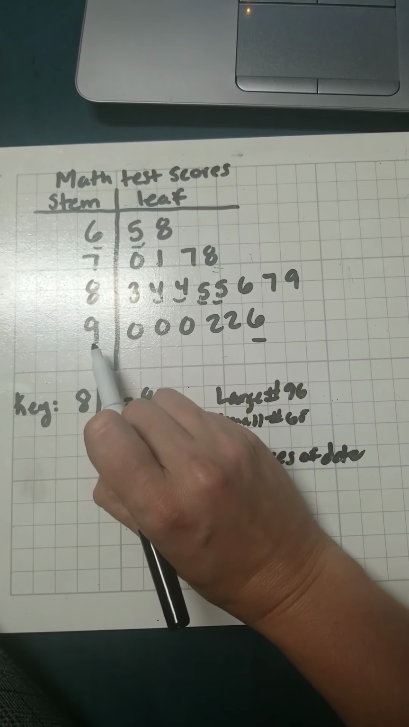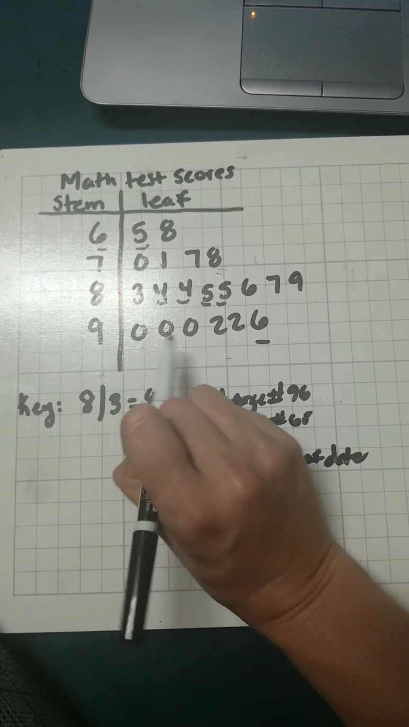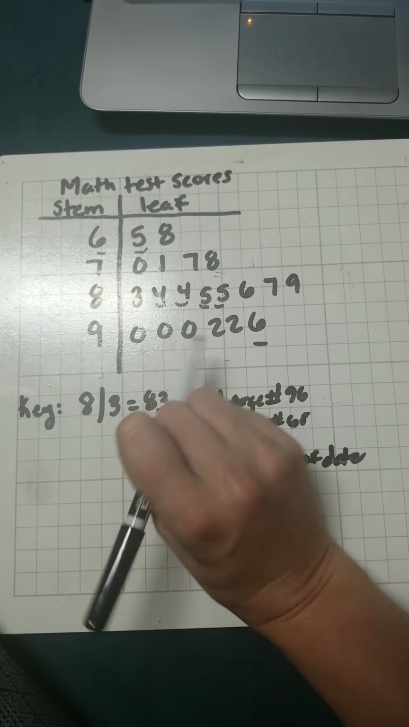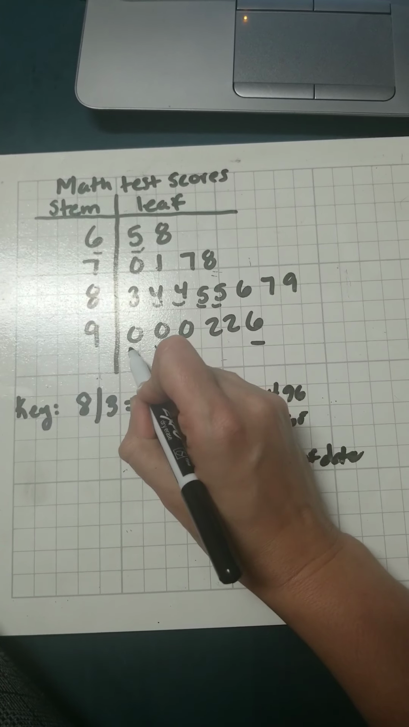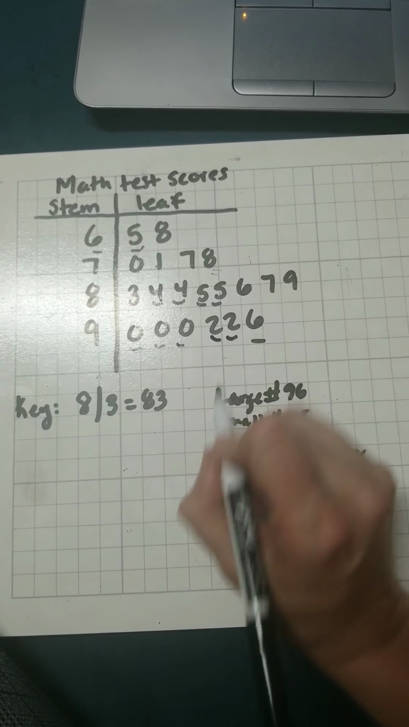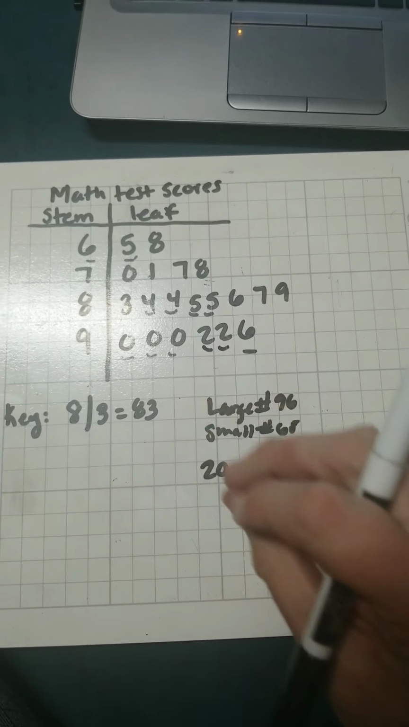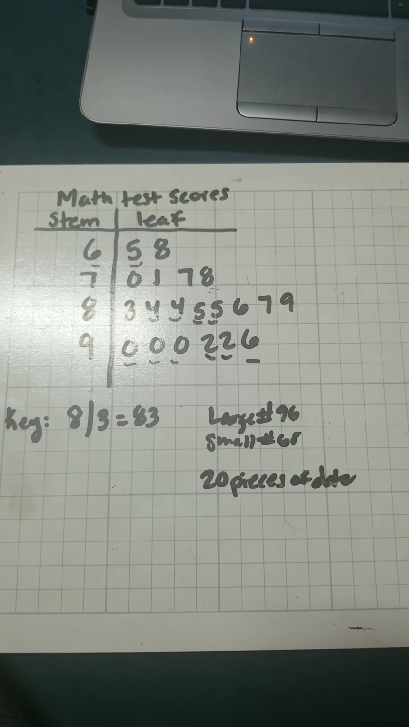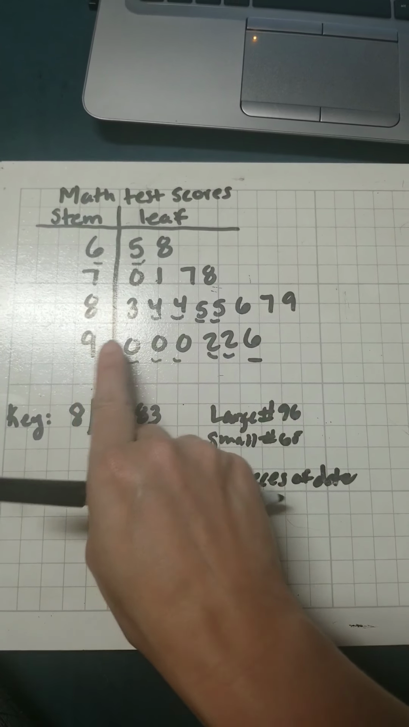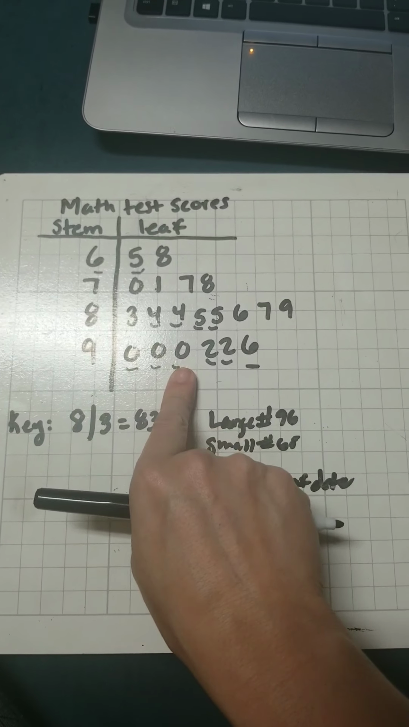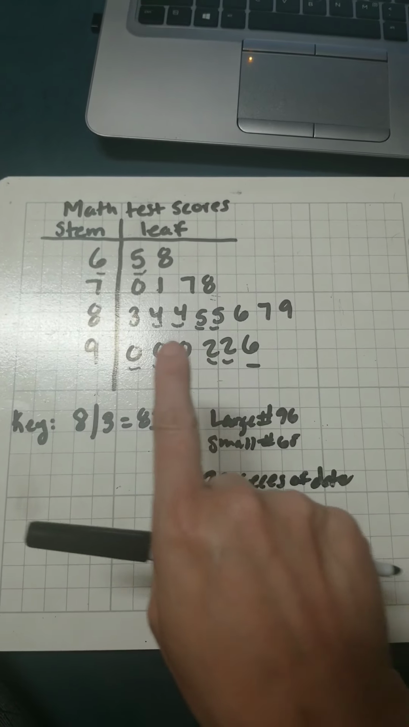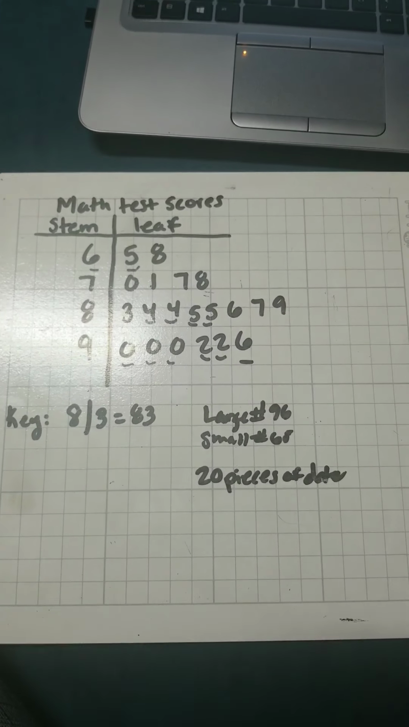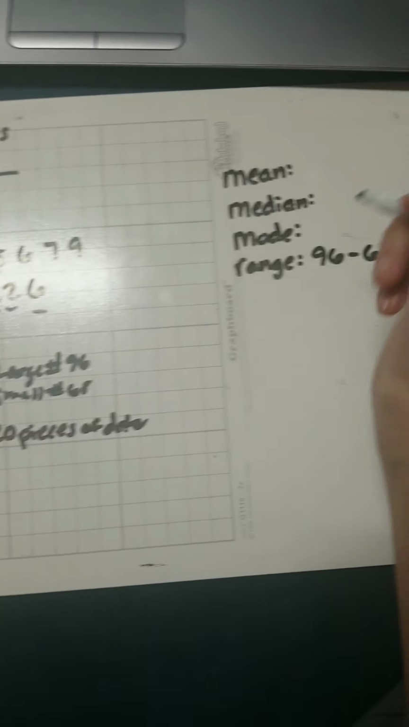Then I look at 90. I have 90, 90, 90, 92, 92, 96. So there's repetition here 3 times, and there's repetition here 2 times. So the leaf and the stem that are represented the most amount of times is 90, because there are 3 90s in this data set. There's only 2 84s, 2 85s, and 2 92s. So the mode is 90. That is the number that appears the most.